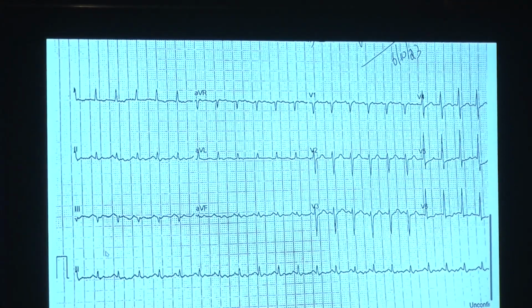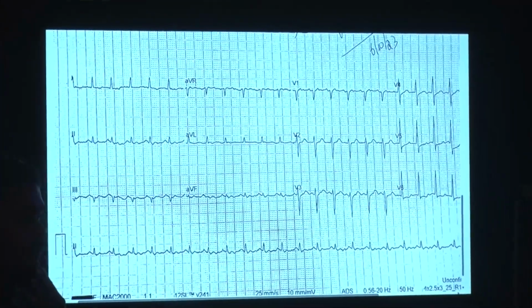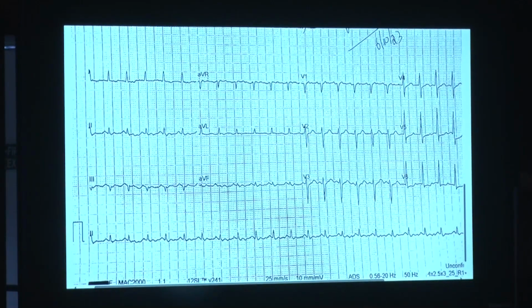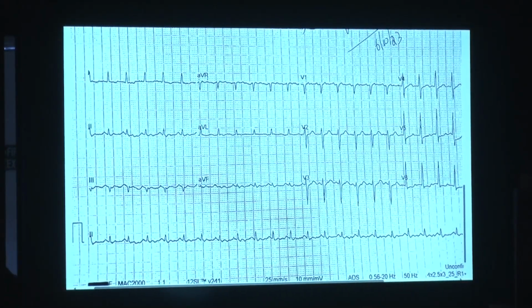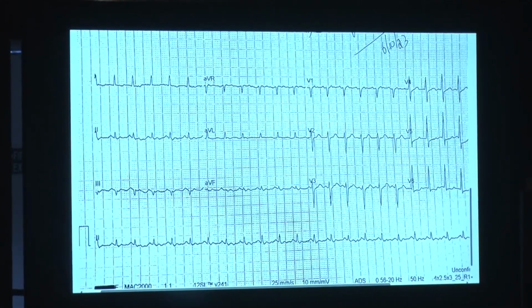Let's see, this is the ECG that we carried out in the emergency room. You see the rate is fast. You see the ST segment in V4 to V6, and this is the rhythm. You can spend a minute on this and think before the next question is put.